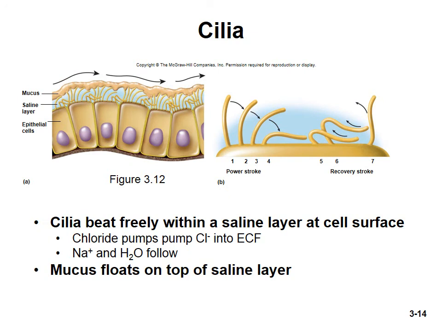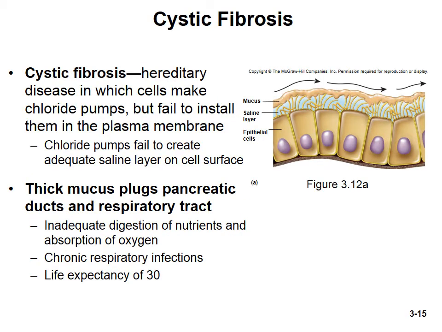And here it is. Chloride pumps pump chloride into the extracellular fluid, and sodium and water will follow. When you have enough sodium and water, that mucus is going to flow properly. When you lack that, in somebody that has cystic fibrosis because the chloride pumps aren't functioning properly, that's when you're going to have a buildup of mucus. All right. It's a hereditary disease in which cells make chloride pumps but fail to install them in the plasma membrane. Chloride pumps fail to create an adequate saline layer. There it is.